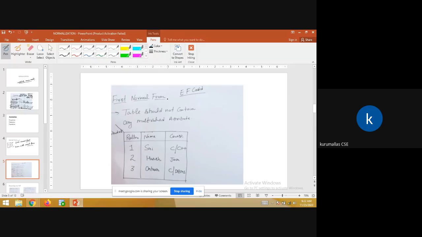What is first normal form? The father of the database management system is E.F. Codd. E.F. Codd introduced the different normalization techniques, and the first is first normal form. What are the rules of first normal form? The table should not contain any multi-valued attributes.